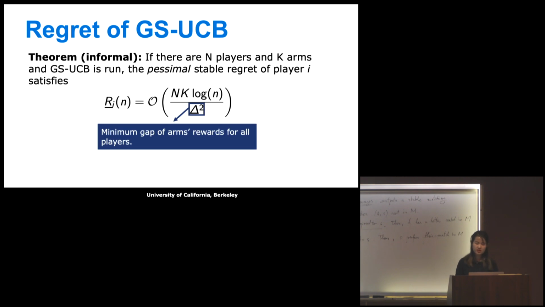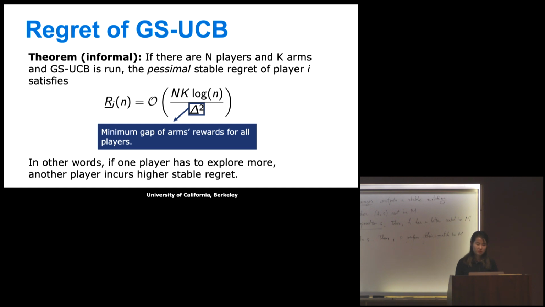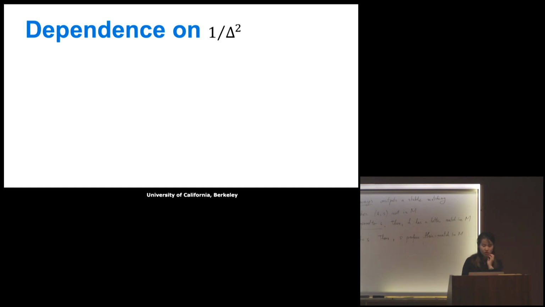But there's also an interesting dependence here, which is saying that the regret for player I actually depends inversely, squared, on the minimum gap of all the arms' rewards for all the players. So none of my arms may have a small gap, but if someone else's arms have a small gap, then I might have larger regret. So if one player has to explore more, then the cost of that exploration might be borne by other players in the market as well. So why is this the case?